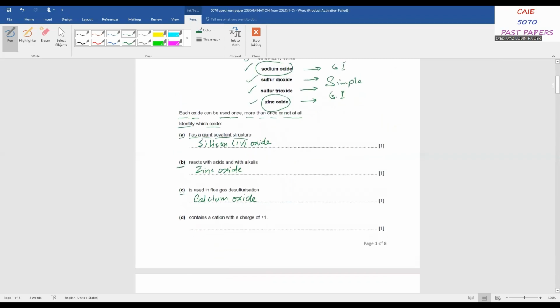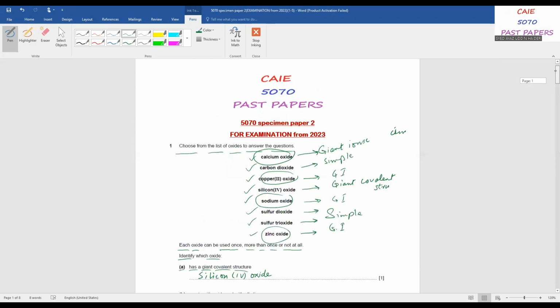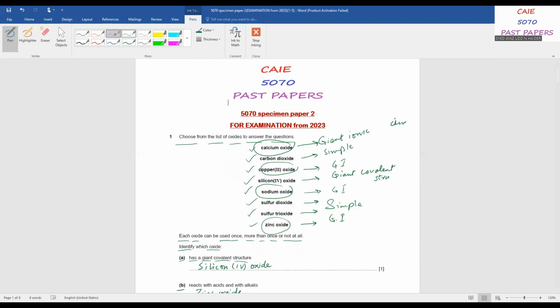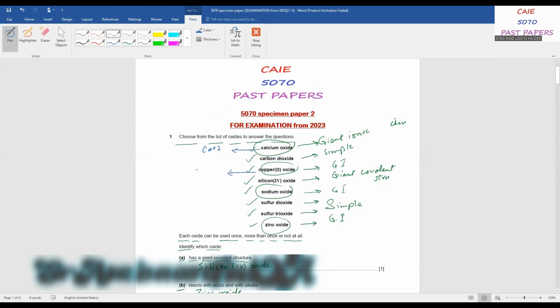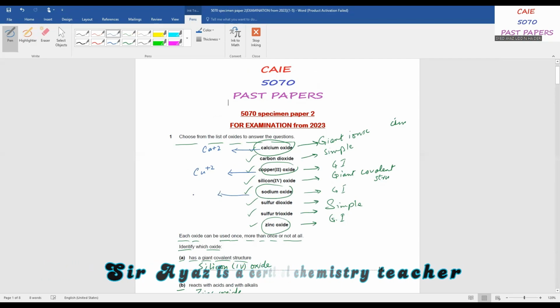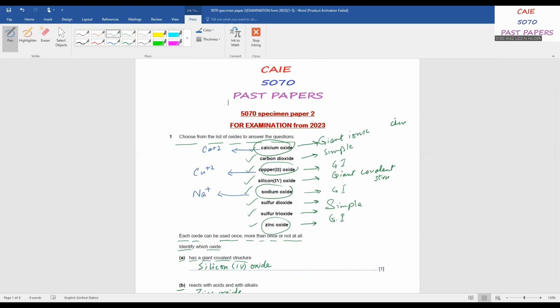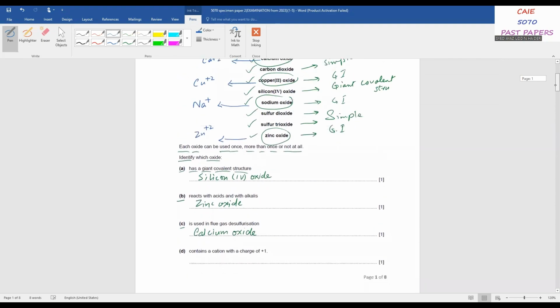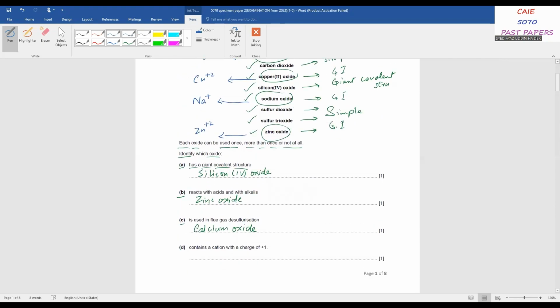Part D contains a cation with a charge of +1. If you look at the cations, where you will find cations. In this, you will find cation, that is Ca, carries +2 charge. Copper, again cation, it will carry +2 charge. Any other cation? Yes, sodium oxide, it's Na plus. Zinc oxide, it is Zn +2. So the answer will be sodium oxide.